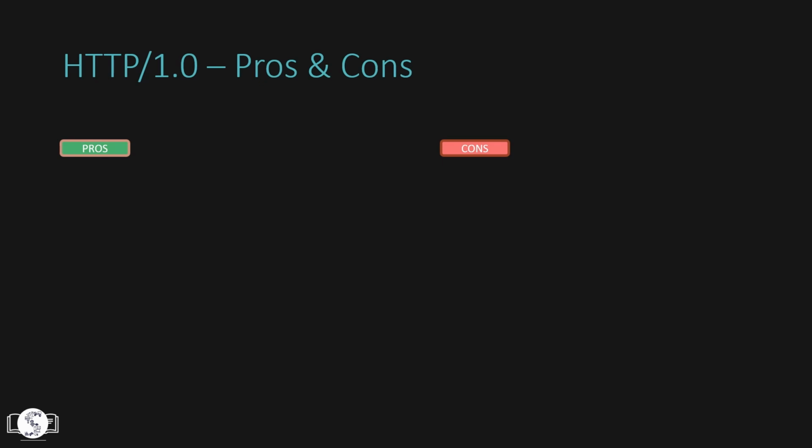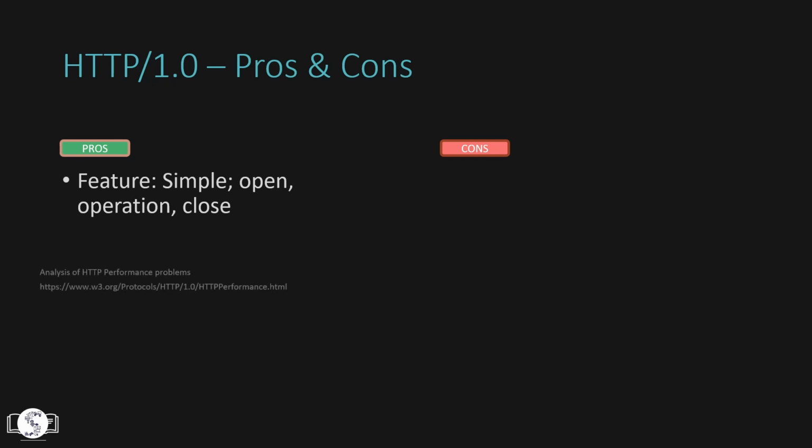The pro of HTTP 1.0, I think, is the simplicity. Open, operate, close, and repeat it again. But there are three weaknesses in the HTTP 1.0 design that I found in the analysis of HTTP performance problems, which you can check at the link given in the slide.